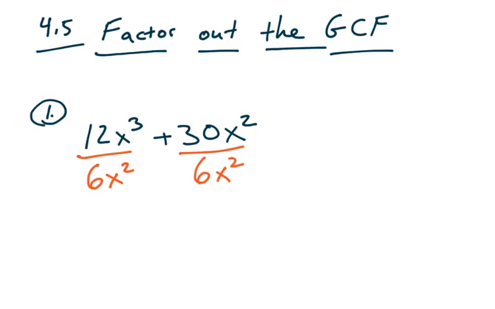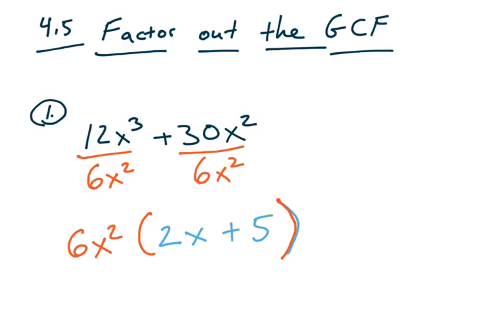Like I said, it's dividing, so we're going to put 6x squared on the outside. 12 divided by 6 is 2. X cubed divided by x squared is x. On the other side, 30 divided by 6 is 5, and the x squared divides out. Let me put this in orange to make it color coordinated. That's what we would end up with, and you can check it. You could distribute the 6x squared back into both of these, and you would end up back at the original.